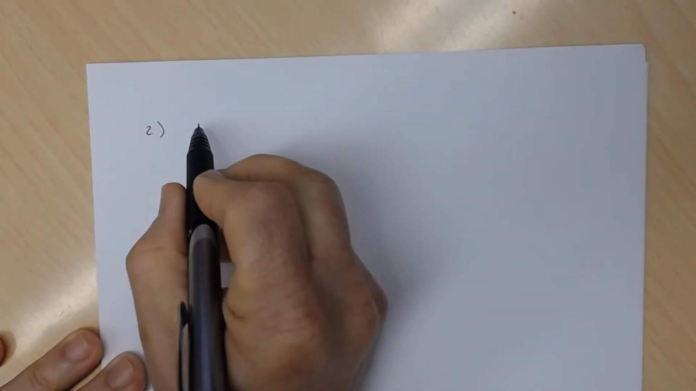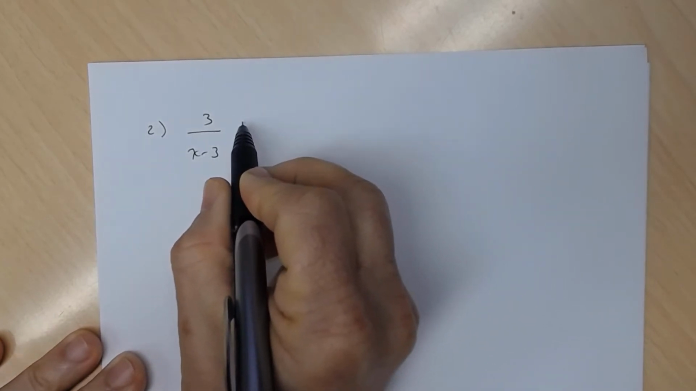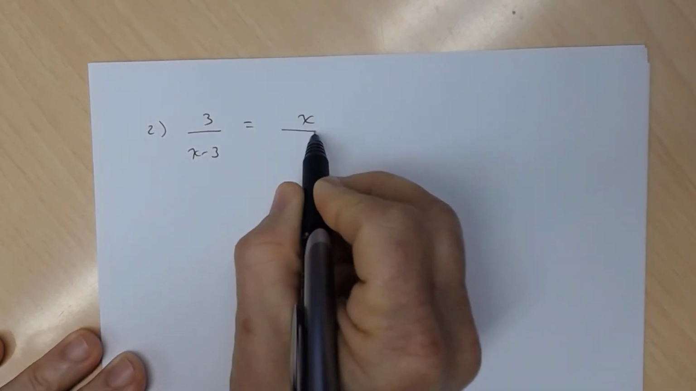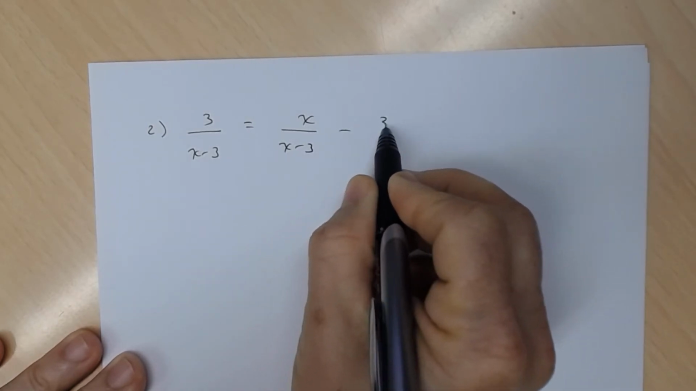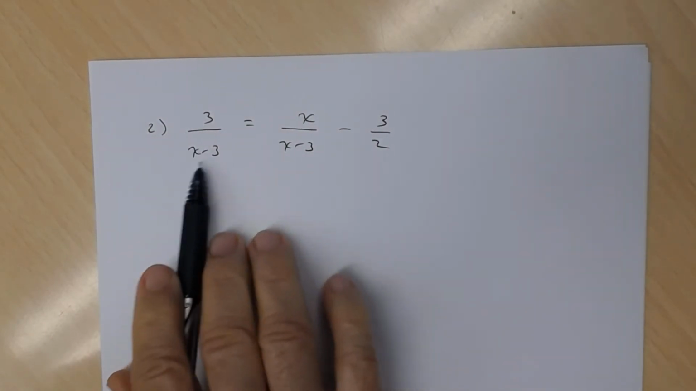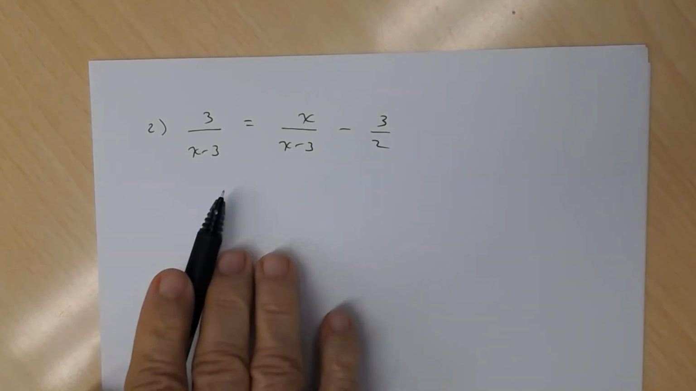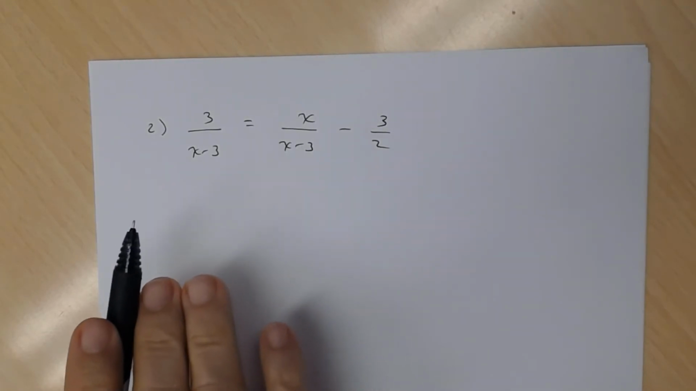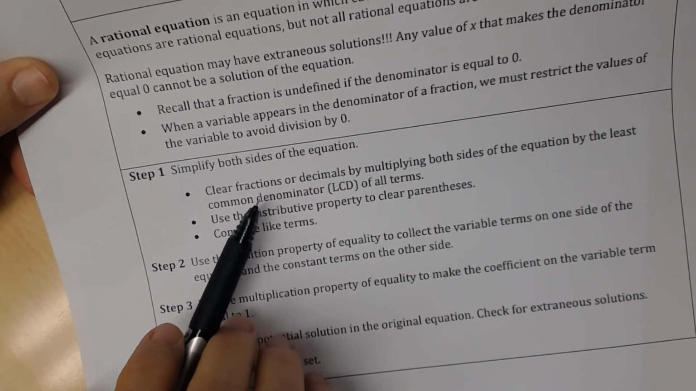All right, you have 3 divided by x minus 3 equals x divided by x minus 3 minus 3 divided by 2. Notice I have an equation. It is a rational equation. The first step is to find the LCD. Remember step 1. You're going to find the LCD right here.